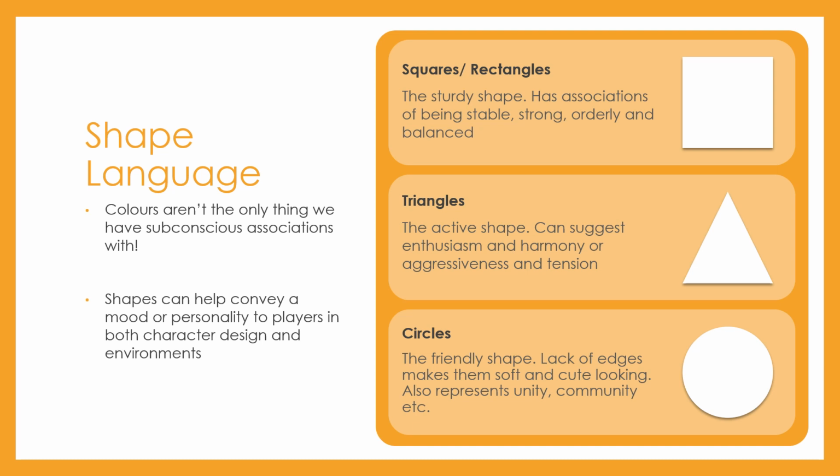So squares are sturdy shapes. They have strong associations with being stable or strong or orderly and balanced, like, you have a square, I can't squish this. Triangles are active shapes, which can be taken either in a good way, like enthusiastic and harmonious, or they can also be aggressive, like warning signs. That's why they're triangles. And then circles, on the other hand, are friendly shapes because they don't have any edges, and that makes them feel friendly. They've also got representations of unity and community.